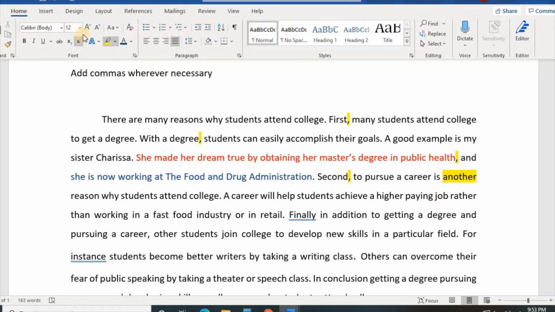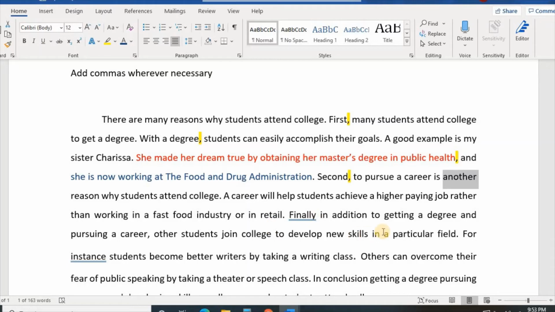So, second, to pursue a career is another reason why students attend college. A career will help students achieve a higher paying job rather than working in a fast food industry or in retail. I don't think we need any comma in this sentence. A career will help students achieve a higher paying job rather than working in a fast food industry or in retail.